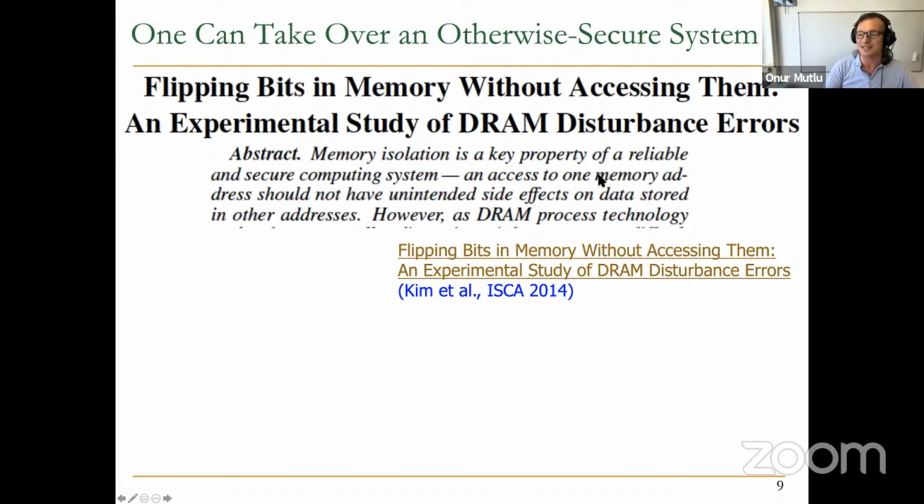It's fascinating because it's a reliability problem, but it can also be exploited for security. And when we wrote the paper, the first sentence we said was, memory isolation is a key property of a reliable and secure computing system, and access to one memory address should not have unintended side effects on data stored in other addresses. So in the end, what this sort of disturbance is causing is it's breaking memory isolation between different memory addresses, right? Your memory addresses should be isolated from each other. When you do something to memory address A, memory address B should not be affected, regardless of whatever you do to memory address A, right? But here, clearly data is getting corrupted, breaking this isolation property. And as a result, this can be a reliability problem and also a security problem.